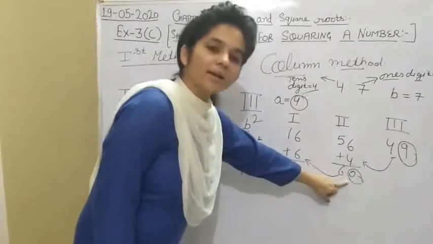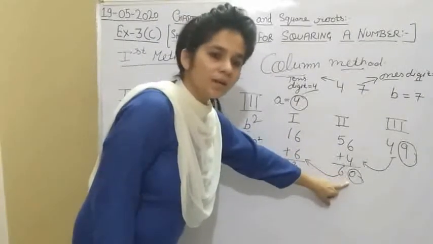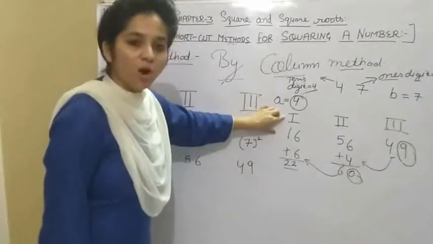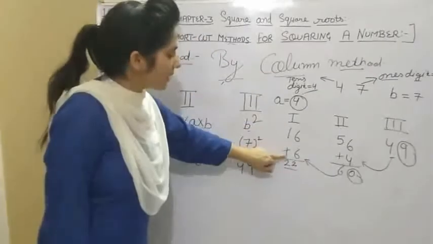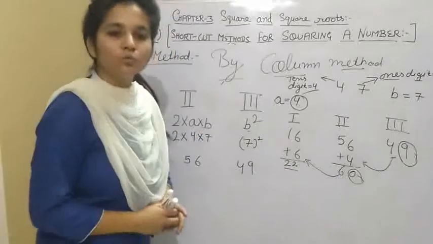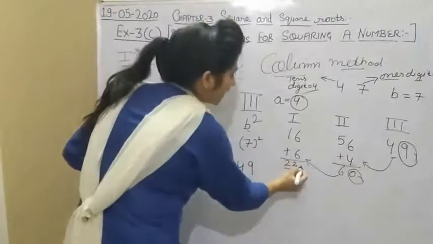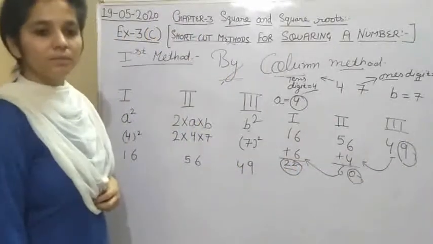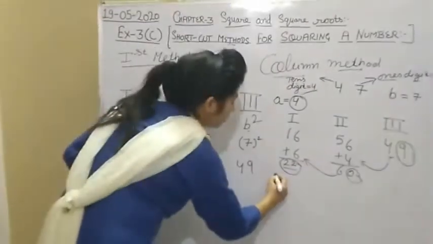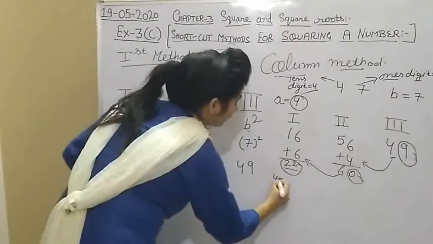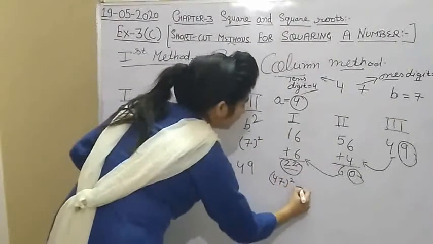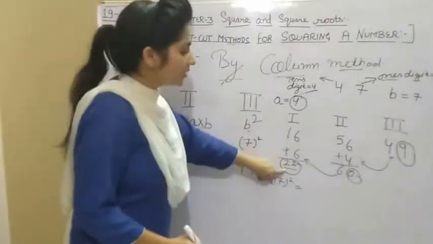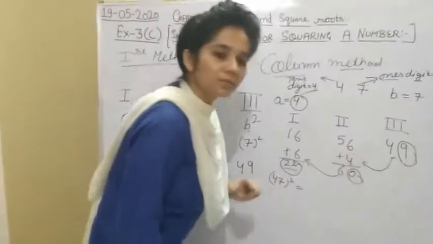Again, circle the first digit and carry over the tens digit to the first column. 16 plus 6 is equal to 22. 22 is the last number, so circle it. So, the square of 47 will be equal to the circled digits.